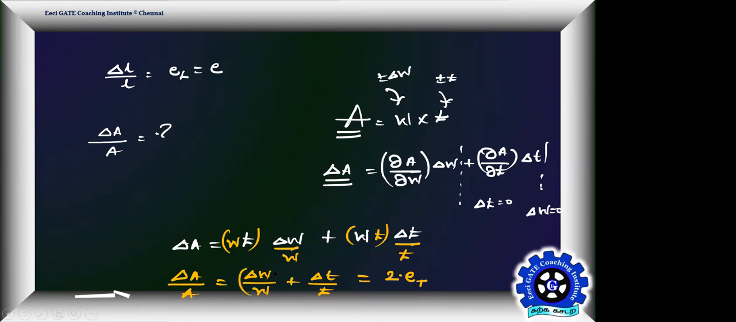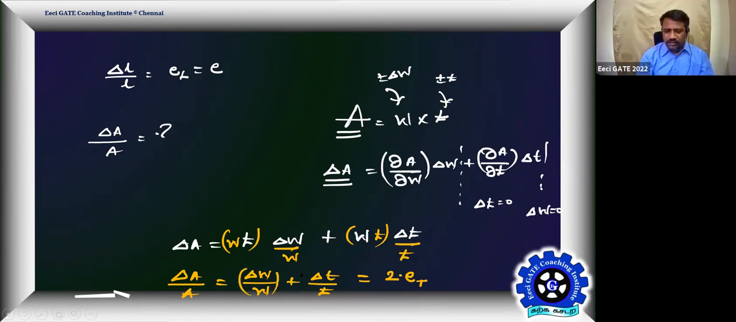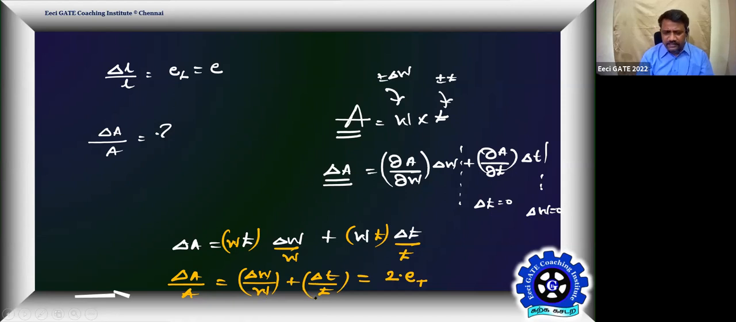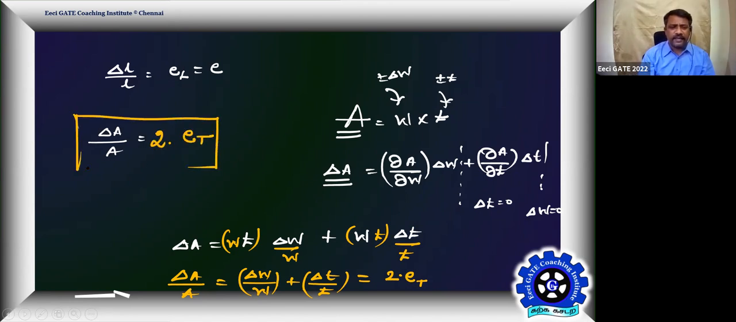Because delta W by W is what strain? Transverse strain. Who contributed for change in width? ET. What contributed for change in thickness? ET. So this is ET, this is ET, so it is twice that of ET. That's what delta A by A is. Clear? That's an important point, without this we can't proceed. So this is 2 times your transverse strain. So delta L by L is your EL and delta A by A is 2 times your transverse strain.